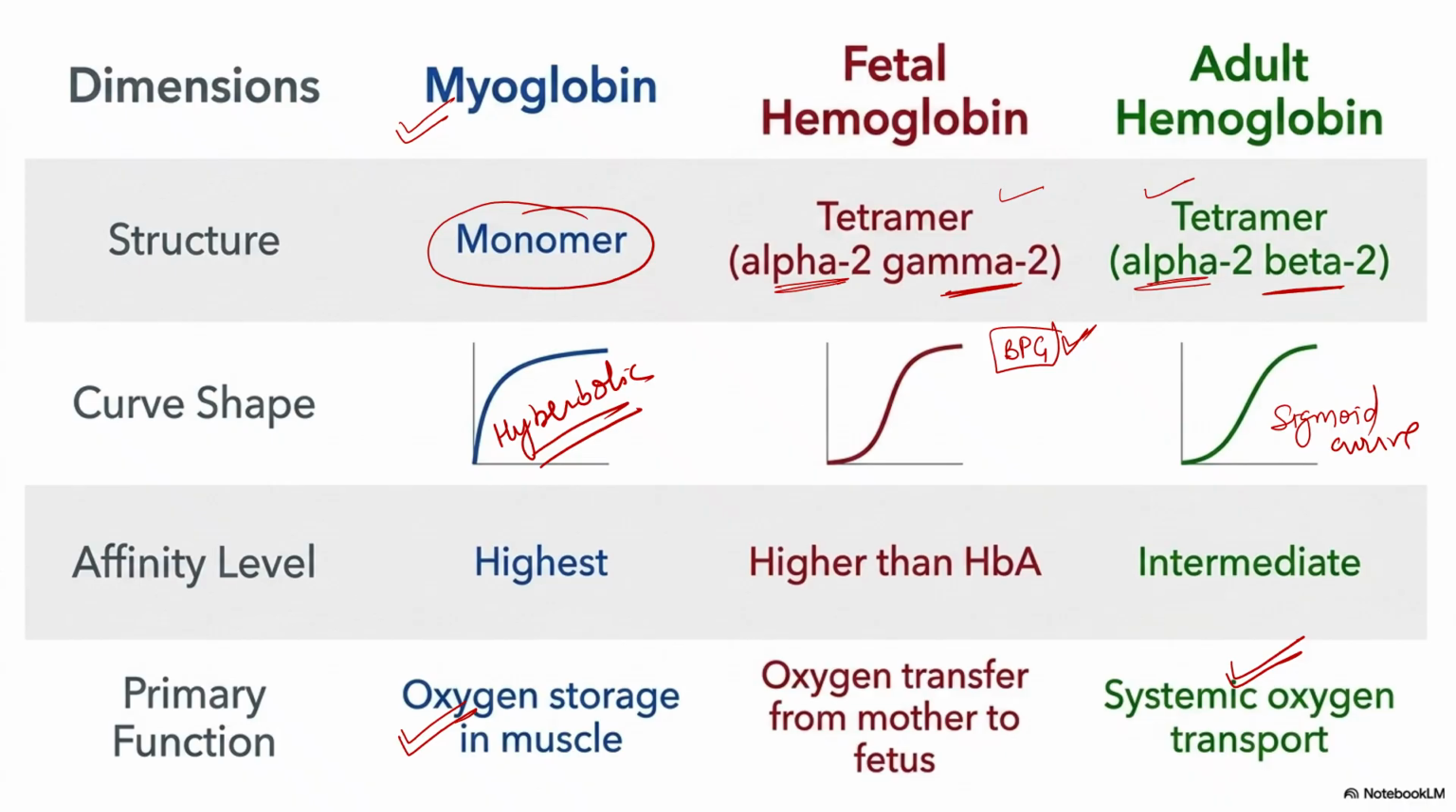Generally what happens, BPG in the case of adult hemoglobin decreases the affinity. BPG increases, affinity decreases, but for fetal hemoglobin it is not producing much effect. So as a result, the curve will shift to the left. Here the curve will shift to the left and here the curve will shift to the right.